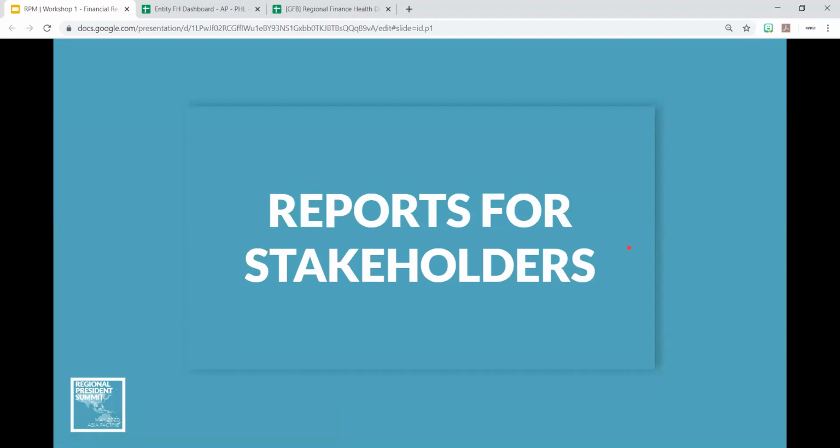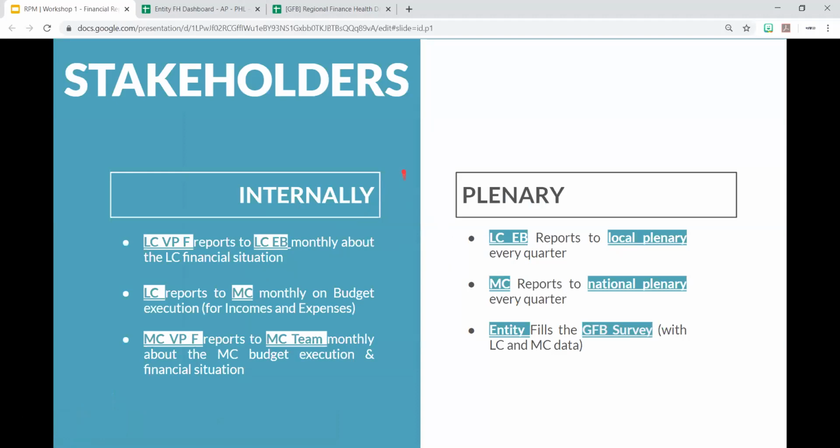Reports to stakeholders. So in the most simple nutshell, you can divide the stakeholders between two parts, internal and plenary. Other than external stakeholders such as governments or your partners, those are types of external stakeholders. What I want you to focus more on is internal and plenary stakeholders. So internal stakeholders are more on reporting, where LCVP Finance reports to LCEB, LCEB reports to MC, meaning you guys, and the MCVPF reports to MC team. The information can be on financial situation and budget execution.